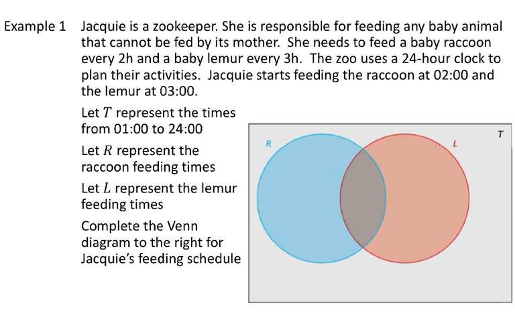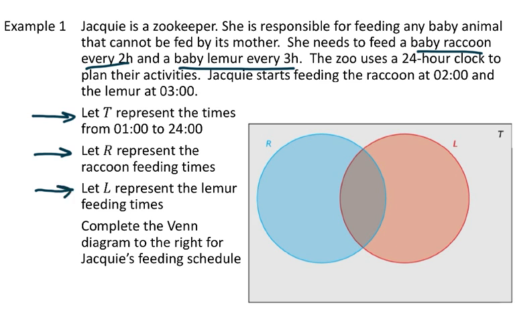And the situation is the baby raccoons need to be fed every 2 hours. And the baby lemurs need to be fed every 3 hours. And what we're trying to do here is to determine the times where Jackie needs to feed the raccoon, feed the lemur, feed both, or feed neither. So our universe in this situation is all the times during the day, on the hours specifically. R is going to be the raccoon feeding times, L will be the lemur feeding times.